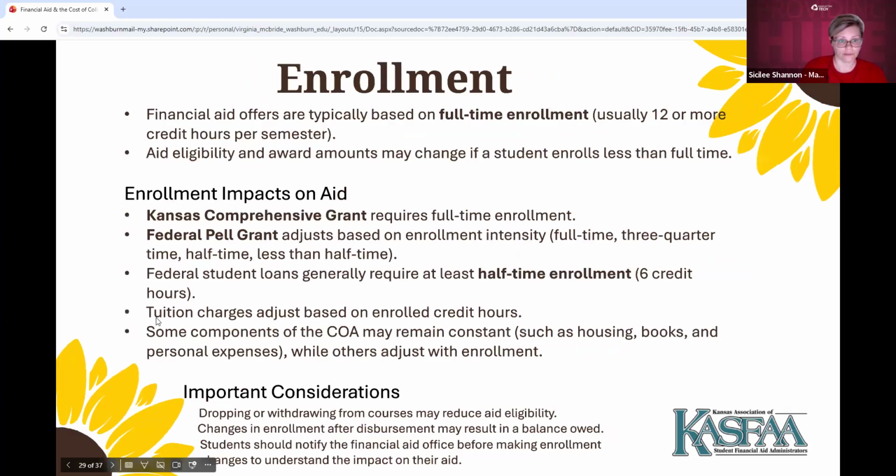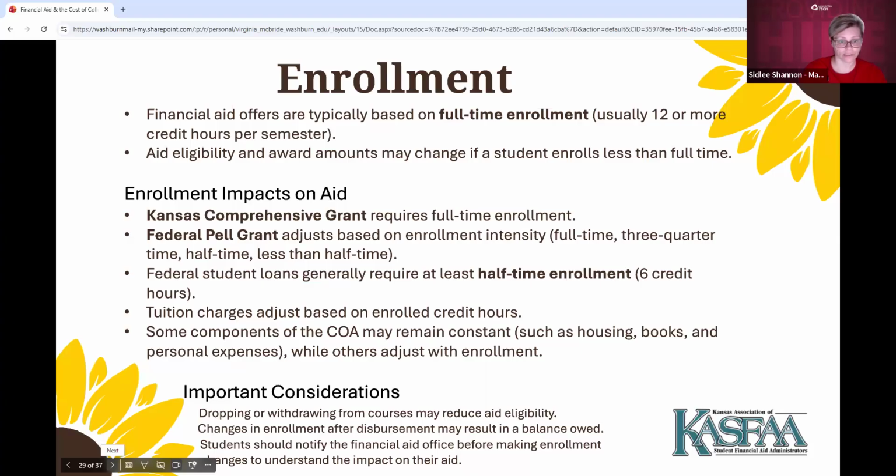When it comes to enrollment, financial aid offers are typically based on a student enrolling full-time. Usually this means 12 credit hours or more per semester. Aid eligibility and award amounts may change if a student enrolls less than full-time. There are also some impacts on aid. One could be the Kansas Comprehensive Grant. It does require full-time enrollment.